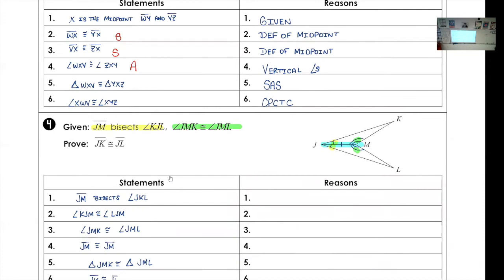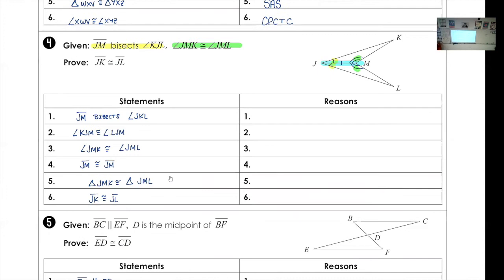All right, how did we know JM bisected angle KJL? They told us. So what created KJM and LJM, that congruent angle relationship? The bisector created the relationship. So we're going definition of angle bisector.